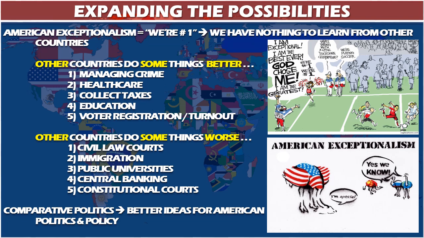We still have some of the best public universities, both in terms of education, but also in terms of research and development. Despite all the problems with the Federal Reserve, arguably over the last 10 years, our central banks have done a lot better than, let's say, Europe's or Japan's central banks. And one thing that gets copied about the United States is that people really like our constitutional courts, meaning the Supreme Court. It's really the one thing that when people build new governments, they really copy: our Supreme Court. So comparative politics can give us better ideas about American politics and policy.